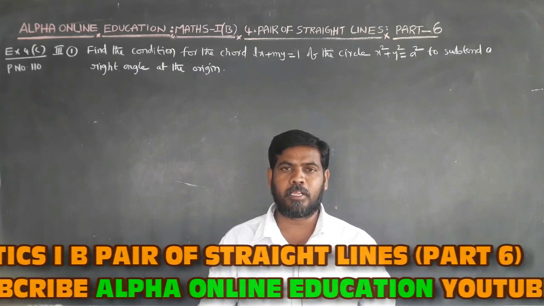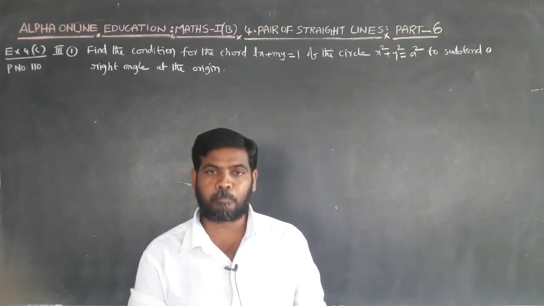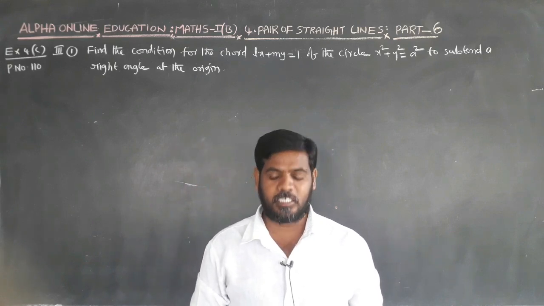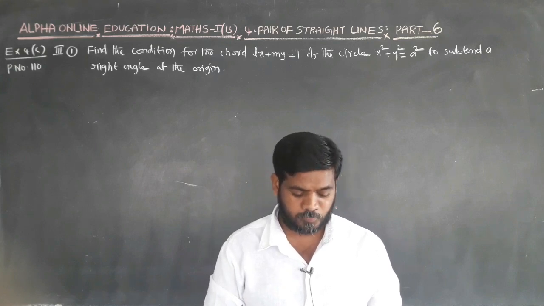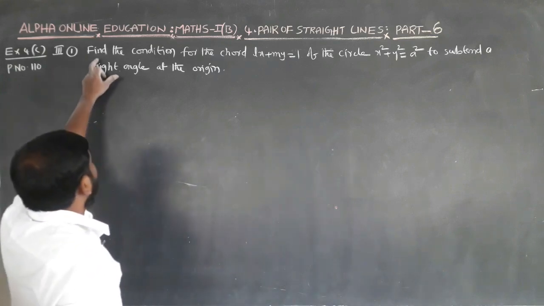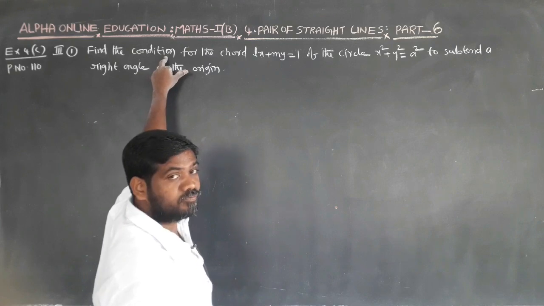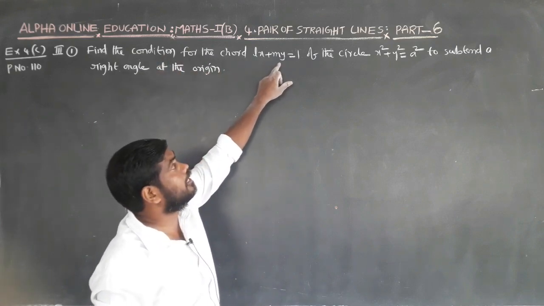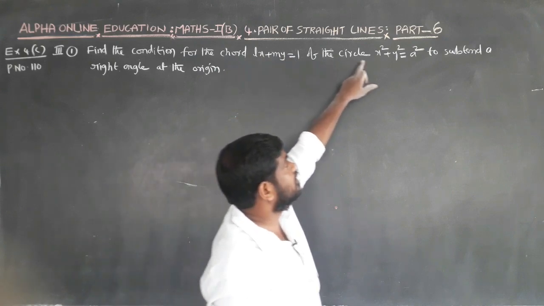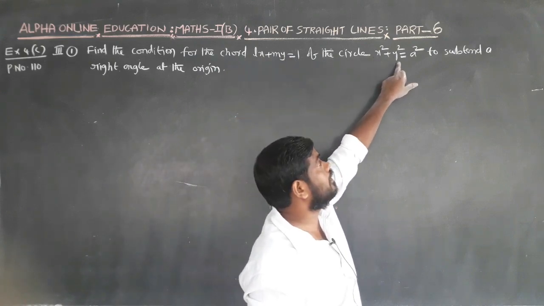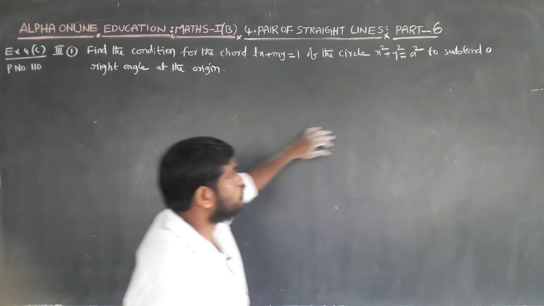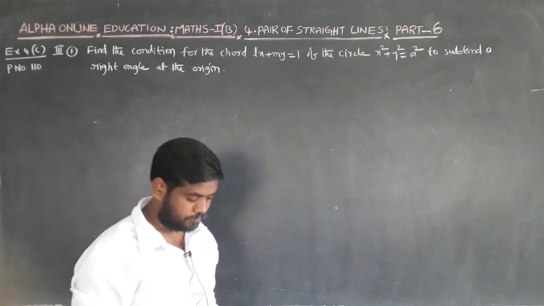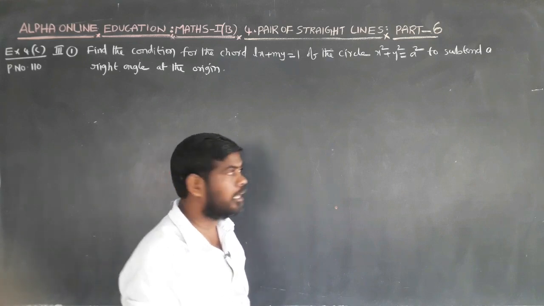Mathematics 1B, fourth chapter, pair of straight lines, homogenization problems, exercise 4c, third bit, first one. Find the condition for the chord Lx plus My is equal to 1 of the circle x square plus y square equal to a square to subtend a right angle at the origin.